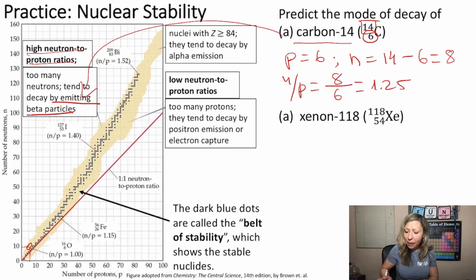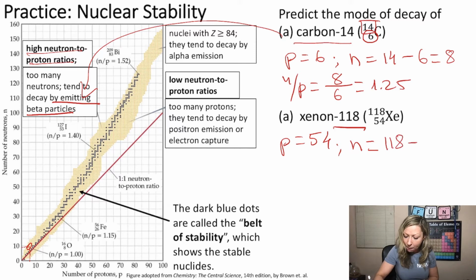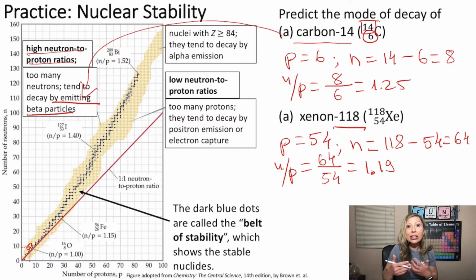All right, what about xenon-118? In this case, we have a number of protons of 54 from the atomic number. The number of neutrons can be calculated using the mass number, which is 118, minus the atomic number. That is going to give us 64 neutrons. So the neutron to proton ratio is going to be 64 divided by 54, which is 1.19.